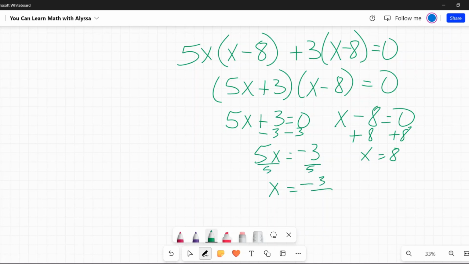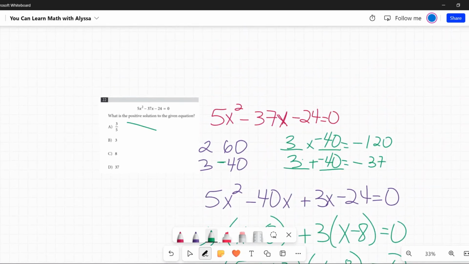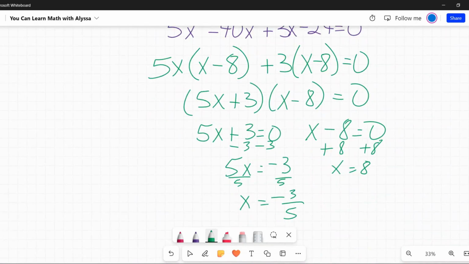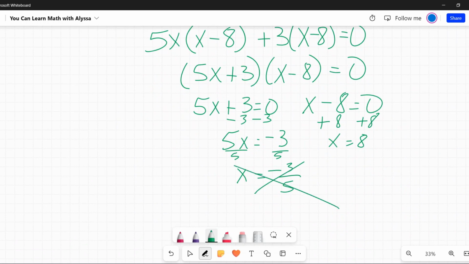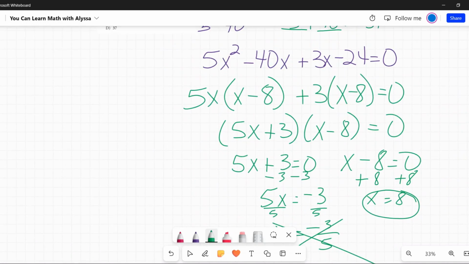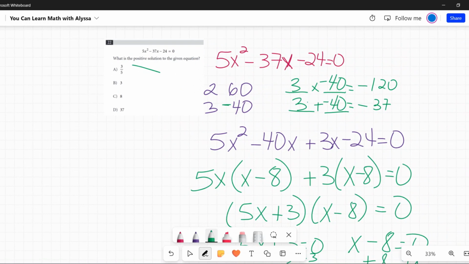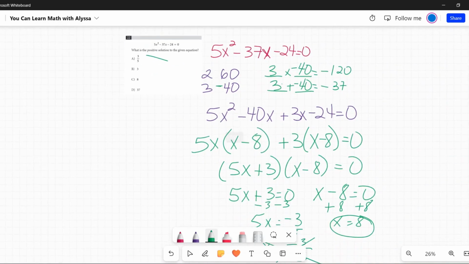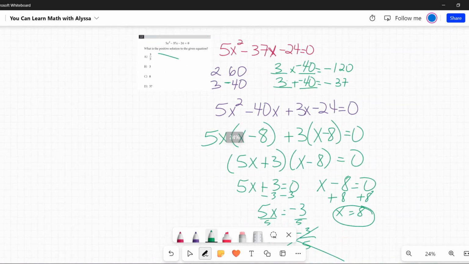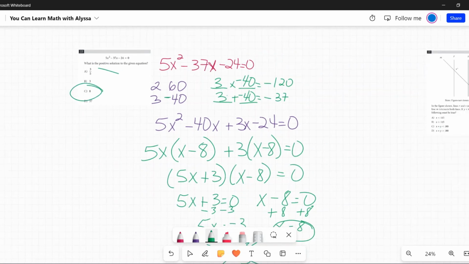x equals -3/5. And if you recall, they asked for the positive solution to the given equation. So this -1, we don't need it. We only need this positive one. So it is, man, it's a long one, that's what I said. I think they stepped up a level of difficulty on that problem. x equals 8. So C is my answer.